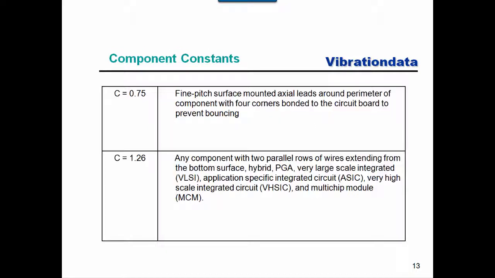Just a couple others. C is equal to 0.75. That's fine pitch surface-mounted axial leads around the perimeter of a component with four corners bonded to the circuit board to prevent bouncing. Or C is equal to 1.26. Any component with two parallel rows of wires extending from the bottom surface, hybrid, PGA, very large scale integrated, VLSI, application specific integrated circuit, ASIC, very high speed integrated circuit, VHSIC, and multi-chip module, MCM.